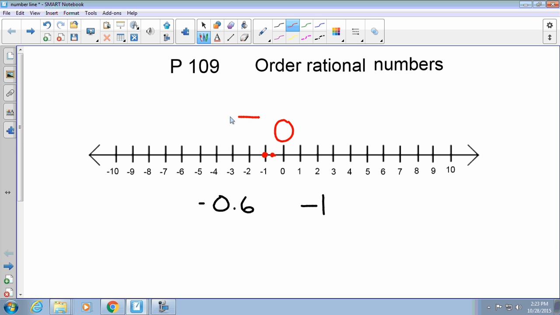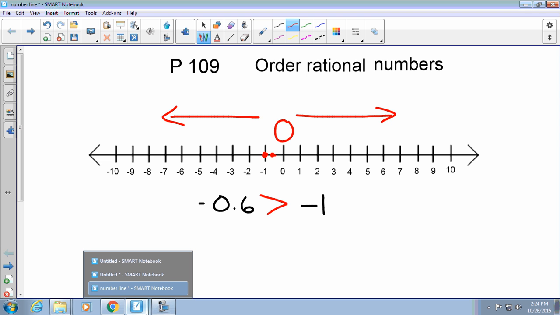Remember, as things go away from 0 to the left, they get smaller. As things go away from 0 to the right, they get bigger. Well, negative 0.6 is closer to 0, so negative 0.6 is going to be greater than negative 1. Which one is to the left? Negative 1 is to the left, so therefore negative 1 is smaller than negative 0.6.